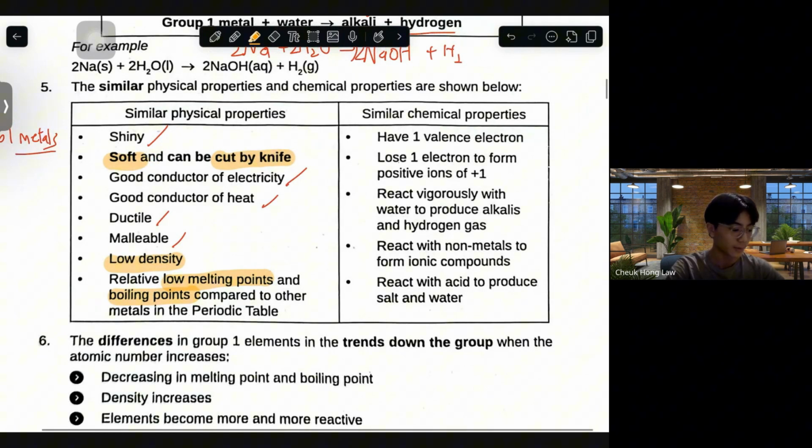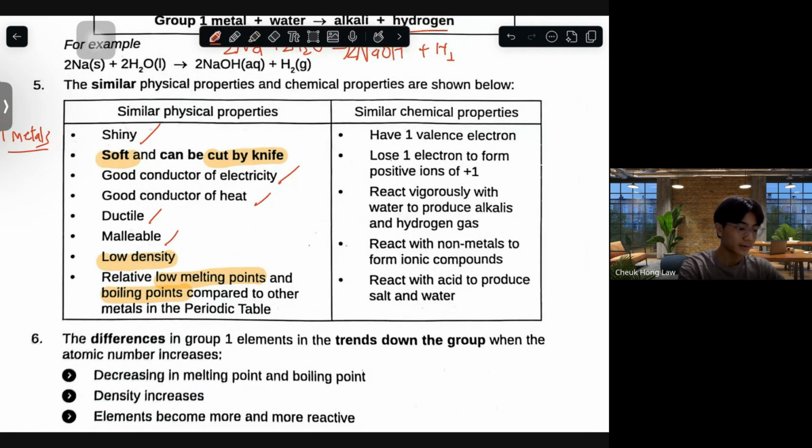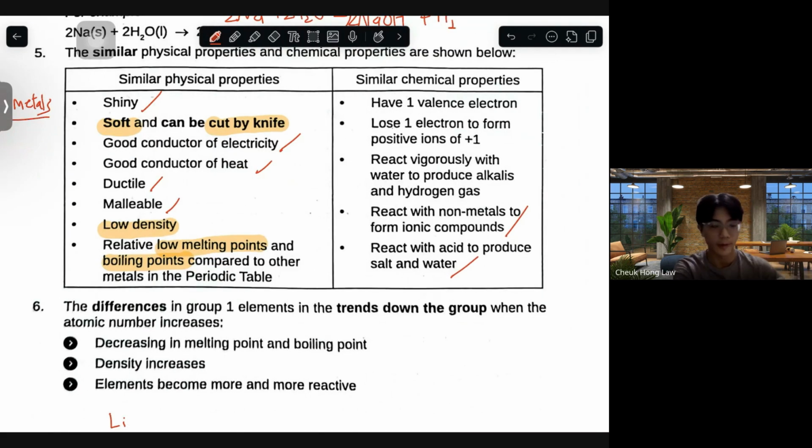Now let's move on to chemical properties. So again, because they are metals, they will have the same chemical properties as other metals. So what are some of those properties? They can react with non-metals to form ionic compounds, right? We learn in chemical bonding that your metals react with your non-metals to form ionic compounds. Okay, they can also react with acid to form salt and water. That is one of your acid reactions, right? Your acid plus metal give you salt and water. Okay, that is another chemical property of your metals.